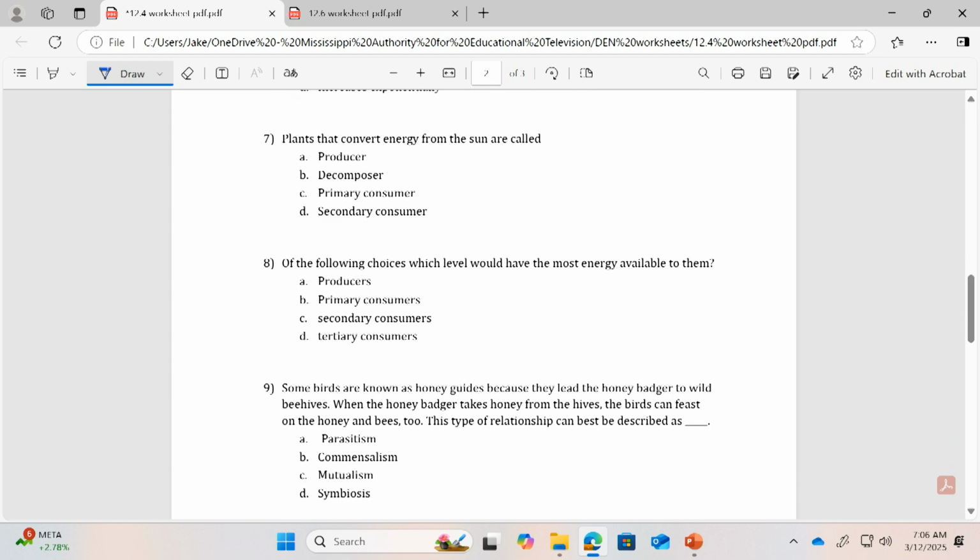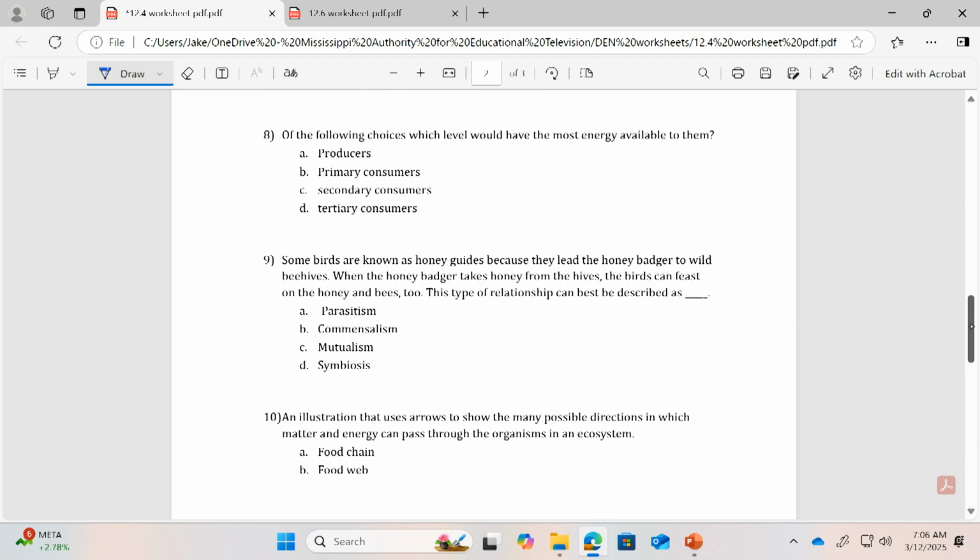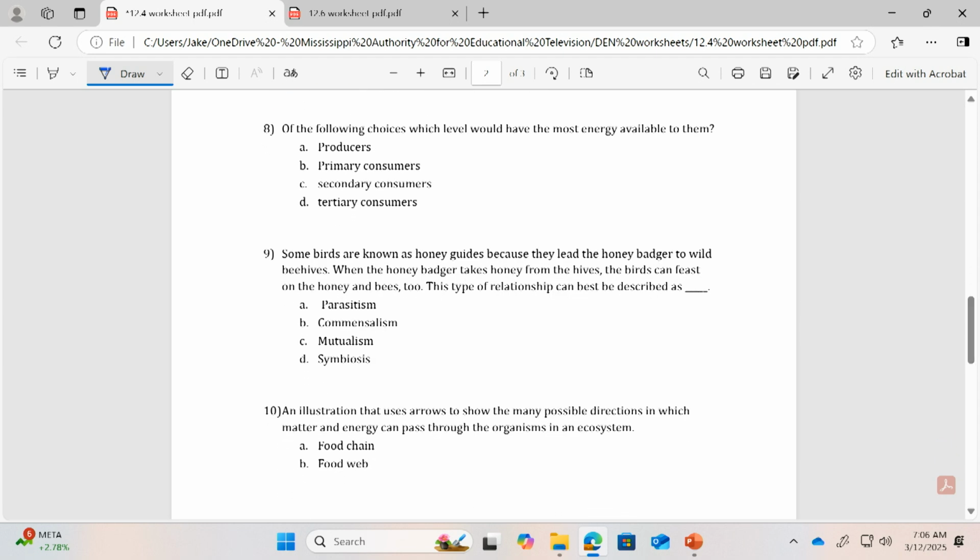Seven, plants that convert energy from the sun are called producers. So if you're producing your own food, we call you a producer. Another name for that is an autotroph, and most autotrophs use the sun and do photosynthesis to do that. All right, just the last couple here, so let's knock this out of the park.